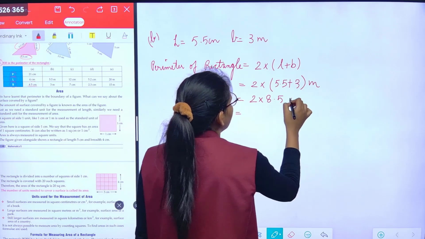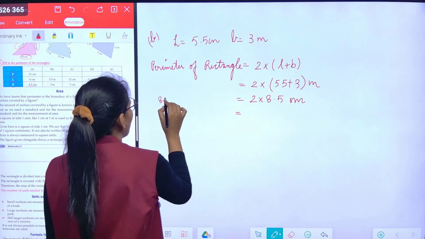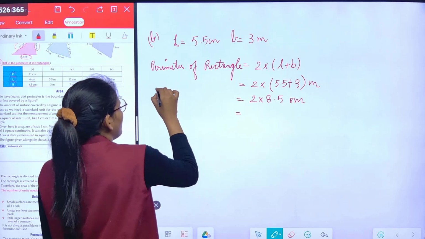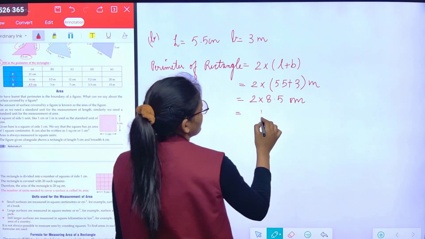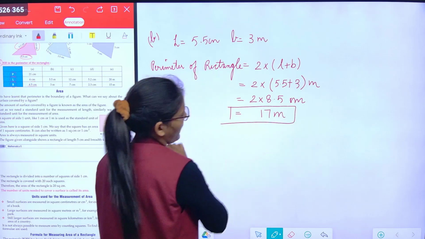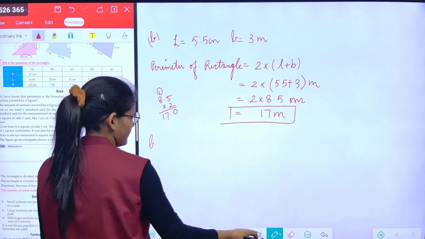Now meter, 8.5 multiplied by 2. 2 5s are 10. 2 8s are 16 plus 1, 17. So 17 meter. Understand, class? So that was the B part.